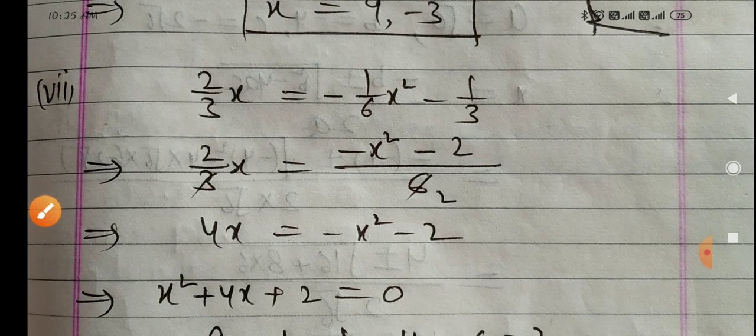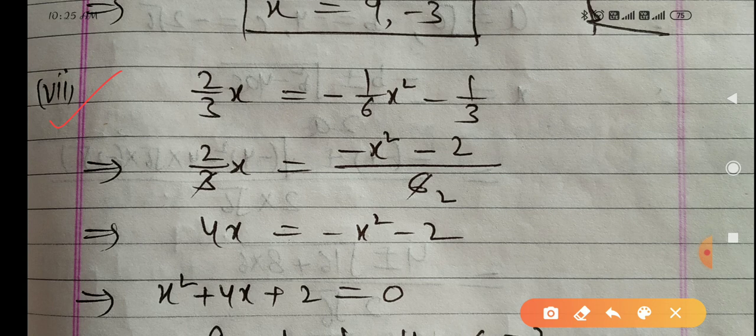One more part you see, part number 7. 2 upon 3x equals minus 1 upon 6 x square minus 1 upon 3. Now this is the given equation, and this equation is not in standard form.